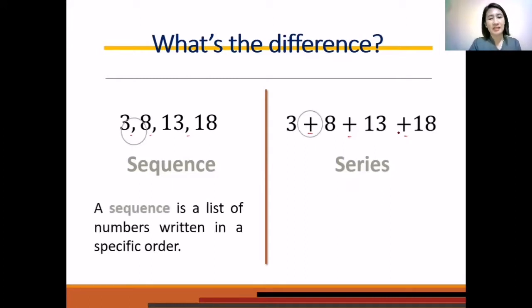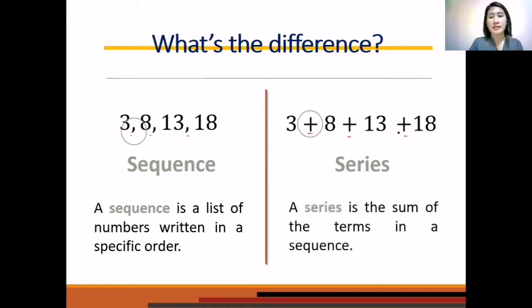A sequence is a list of numbers written in a specific order. Again, you have to be careful with this because we cannot just write the numbers or enumerate the numbers without looking at the pattern, without looking at the order, because that order is very important. In a series, it is now the sum of the terms in a sequence. So again, if there's a comma separating the terms, that is just a sequence. If there's a plus sign separating the terms, that is now called a series.